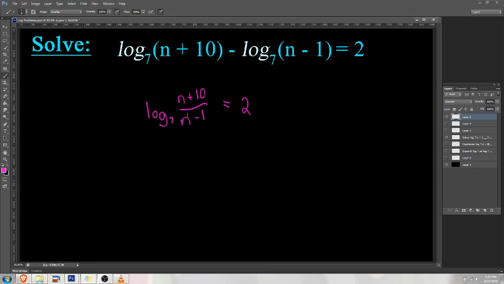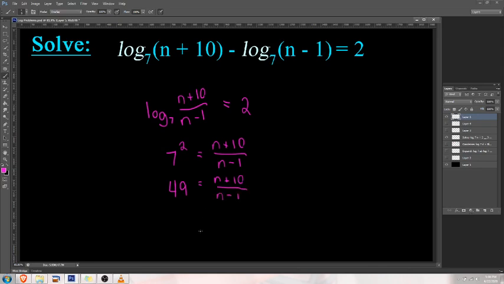We're just going to have to take this into its exponential form, which, hey, that's okay. I mean, that's what we're working with logs with anyway. So 7 is going to be our base. Let's put this in exponential form here. 7 is our base. Our exponent is 2. So 7 squared equals our number, n plus 10 over n minus 1. All right. So 7 squared is 49. That's good. Equals n plus 10 over n minus 1.